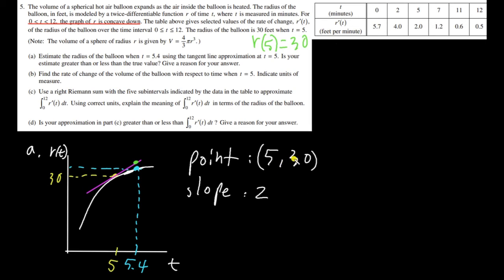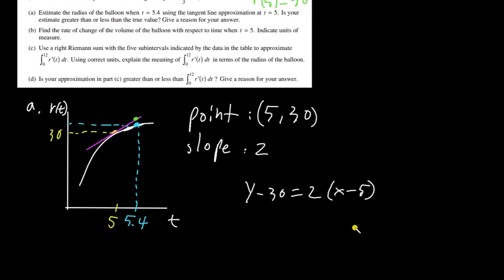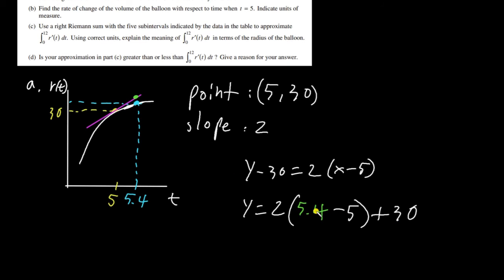Now, putting these two bits of information together, I can write an equation for the pink line using point-slope form. It's going to be y minus 30 equals 2 times x minus 5. Okay? And if I want to find out what the green point is, all I have to do now is plug in 5.4 for x. So y is equal to 2 times 5.4 minus 5 plus 30. Okay? And then let's see, 5.4 minus 5 is 0.4, times 2 is 0.8, plus 30 is 30.8.